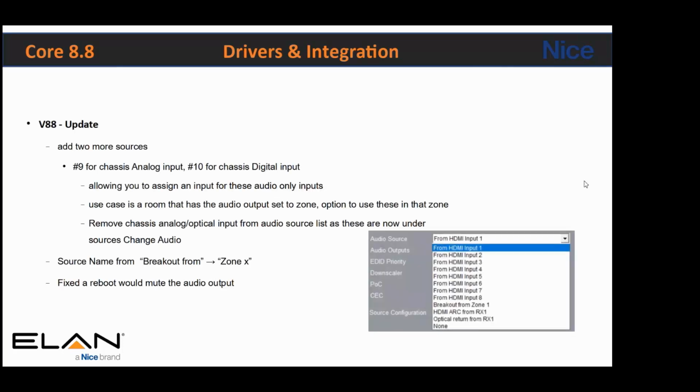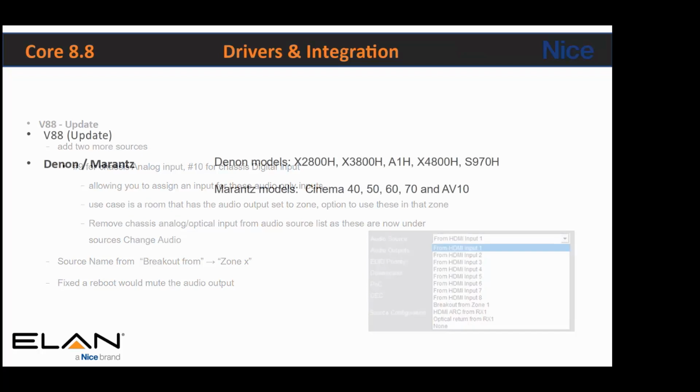There's an update for the V88 platform. There's one scenario that we know about that we made some provisions for, and then what we did is we added 2 more sources, and that's for the chassis sources for the analog and the digital audio chassis. So those have sources now you can assign, and then we changed the verbiage from breakout from to be zone from. And then there was an issue where if you would reboot the actual hardware, the physical chassis, then the audio would mute. So we changed that too. So all those things have been updated for the V88. So lots of good stuff there.